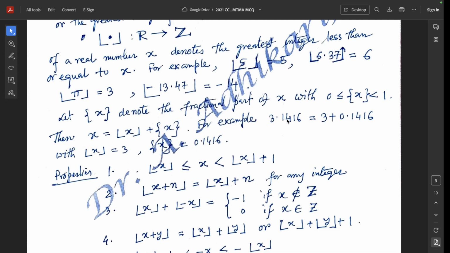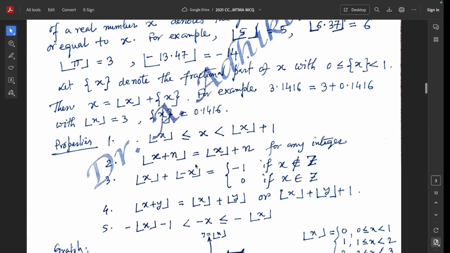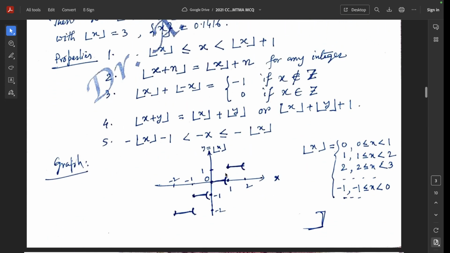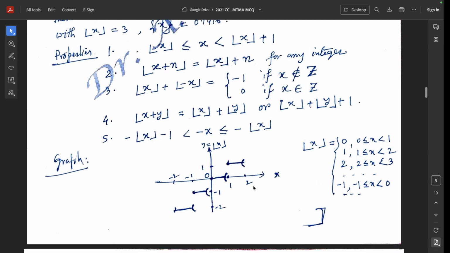For example, 3.1416 is the integer part, the floor of x, plus the fractional part, this is the bracket x. And there are properties of this box function, properties 1, 2, 3, 4, and the graph of this box function is this: box x is 0 when 0 less than or equal to x less than 1, 1 when 1 less than or equal to x less than 2, and so on.